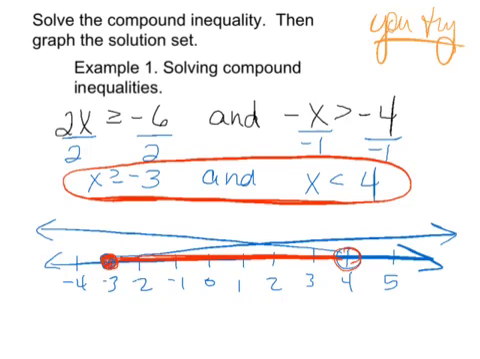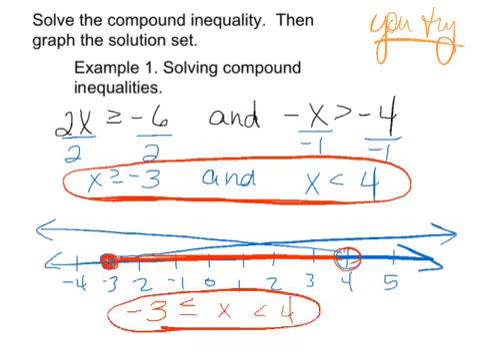Right here I circled that and statement. It's actually not written right. It's -3 less than or equal to x less than 4. That's the correct way to write an and statement. Put them together.